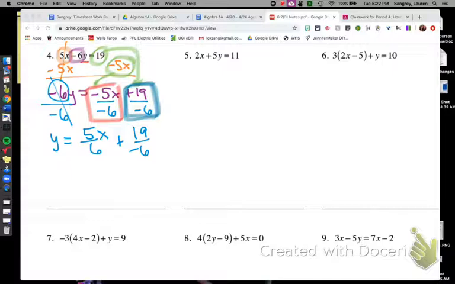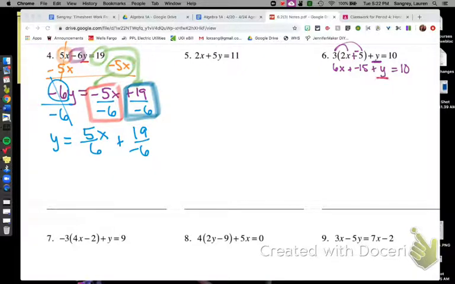Okay, looking at number 6, I'm going to jump to number 6. So in this case, we're trying to get the y by itself, but hopefully you notice that there's some distributing that can happen. So I see a minus sign, so I am going to add a line, change the sign, and I'm going to distribute the 3. So I have 6x plus -15 plus y equals 10.